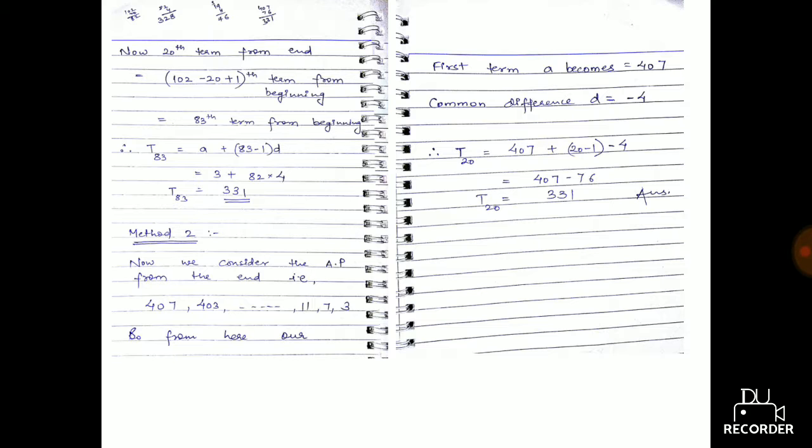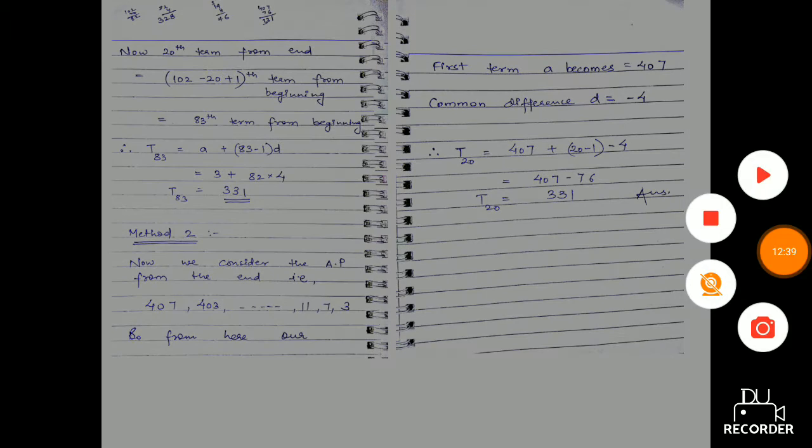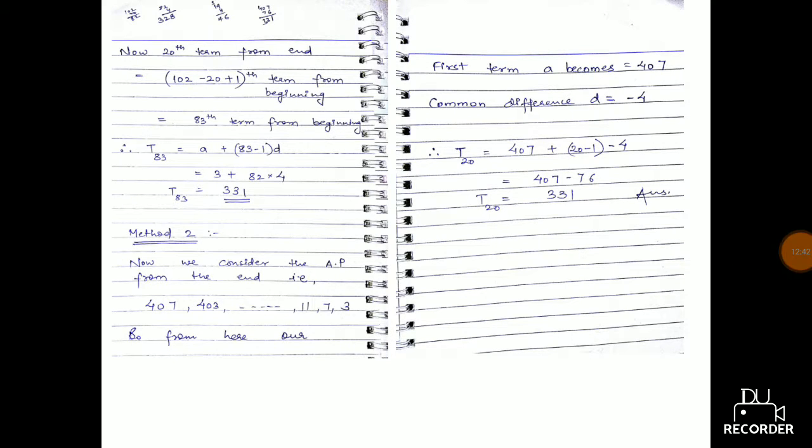Method 2. Now we consider the AP from the end, that is we reverse the order of the AP. So what we are going to get is 407, 403, and so on, 11, 7, 3. So from here our first term becomes 407, and the common difference is minus 4, because when we consider the AP in reverse, our common difference changes. That is, the second term, which is 403, minus the first term 407, gives minus 4 as our common difference.